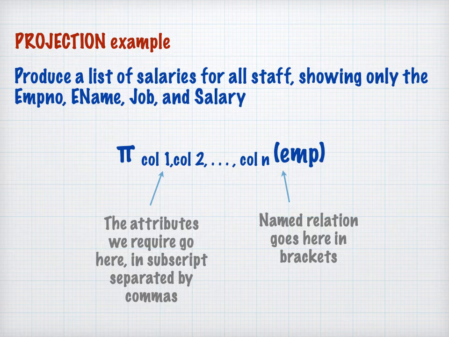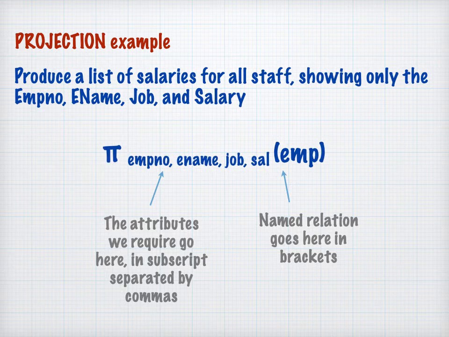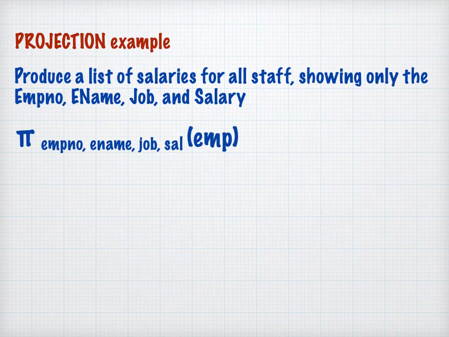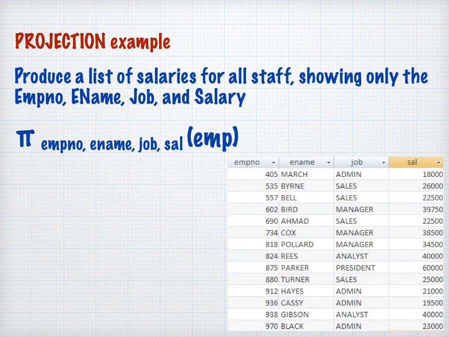So we're looking for, if you look at the query at the top, emp number, ename, job and salary. All we have to do is pop those in there, separated by commas. And that's what this is saying. It's saying project, give me 4 particular columns, emp number, ename, job and sal, from the emp table. So if we could run this against the database, it would give us these particular 4 columns.